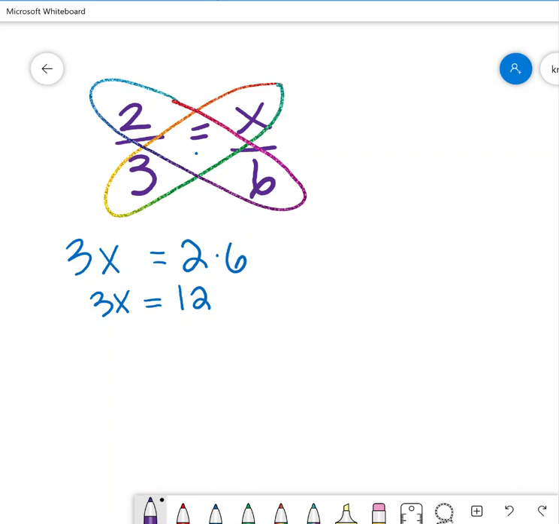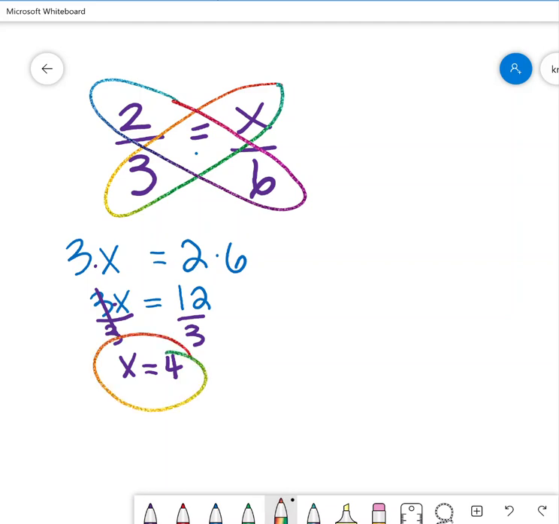So in order to solve for x, to get the variable by itself, I need to use inverse operations. So 3x again is really 3 times x, and the opposite of multiplication is division. So I need to divide both sides by 3. These are going to cancel out because 3 divided by 3 is 1. So x is equal to 4.